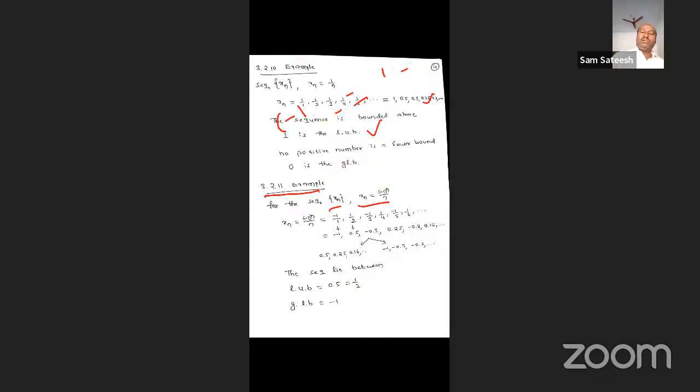Next one. Here we got 2 types of numbers: decreasing numbers and increasing numbers. I am writing them here. -1, 0.5, -0.3, 0.25, -0.2, 0.16 and so on. Okay. Therefore we can take the decreasing order numbers 0.5, 0.25, 0.16, and the increasing order numbers -1, -0.3, -0.2 and so on.